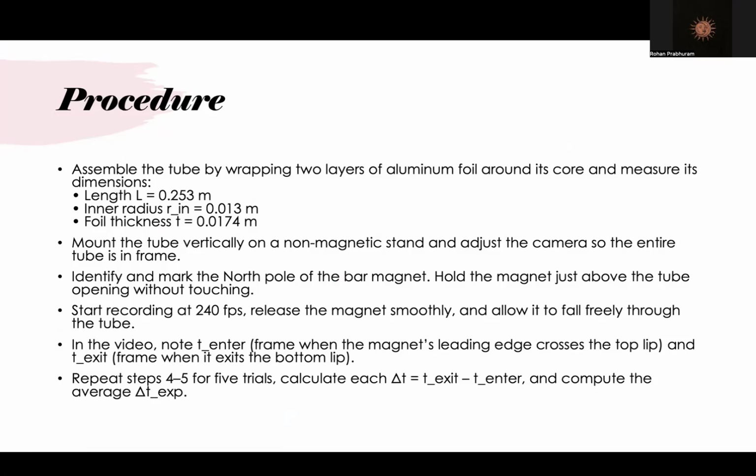Next, we mount the tube vertically on a non-magnetic stand and frame the entire tube in the camera. We mark the North Pole above the tube opening without touching. We record high-speed video at 240 frames per second, release the magnet smoothly, and let it fall freely through the tube. From the video, we note the entry time T enter when the leading edge crosses the top lip and the exit time T exit when it leaves the bottom lip. We repeat this drop 5 times and compute delta T as T exit minus T enter.